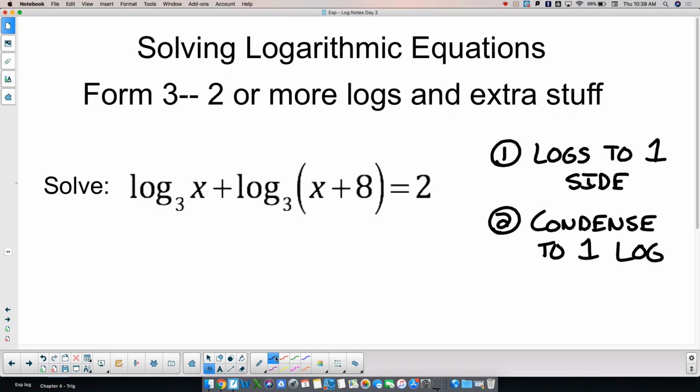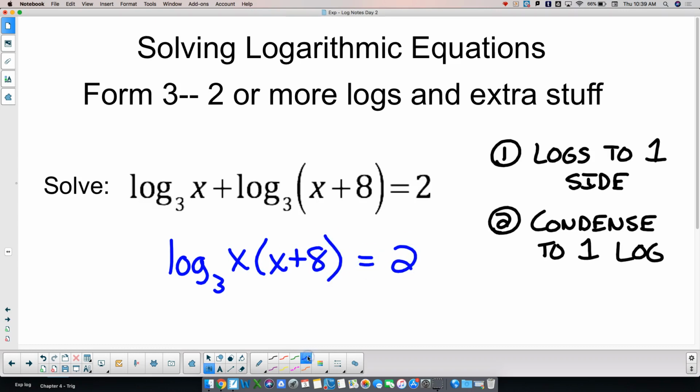So in this particular case, I've got log plus log. From yesterday, that's the product property. So this becomes log base 3 of x times x plus 8 equals 2.